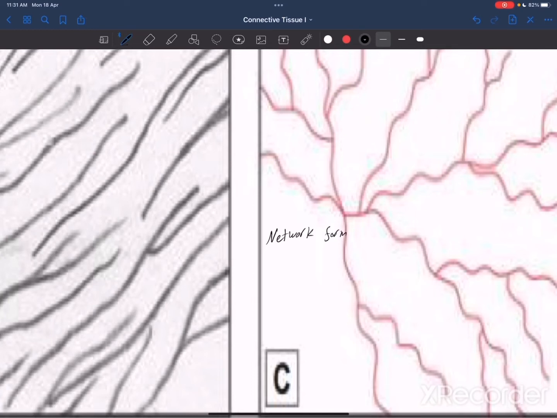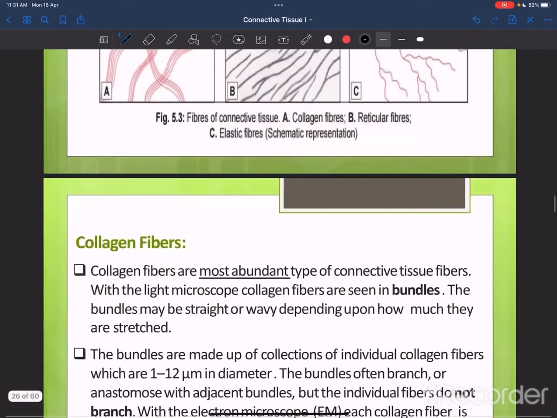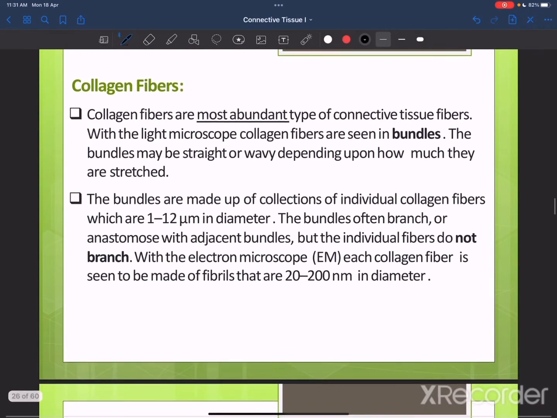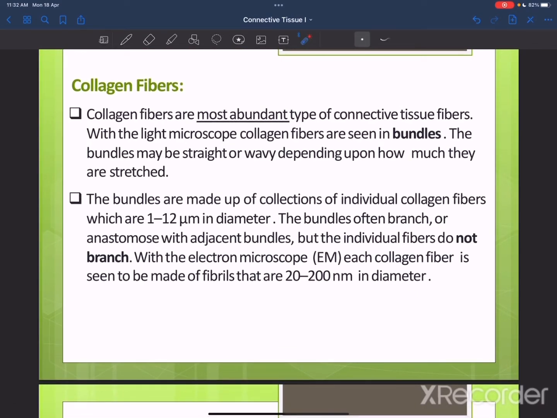Again, collagen fiber, which is the most abundant type of the connective tissue. We say that it runs in the form of bundles, and these bundles may be straight, may be wavy. The bundles are made up of collections of individual collagen fibers, which are 1 to 12 micrometer in diameter. The bundles often branch or anastomose with adjacent bundles, but the individual fibers do not branch.